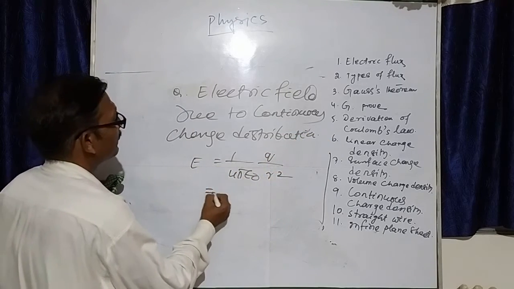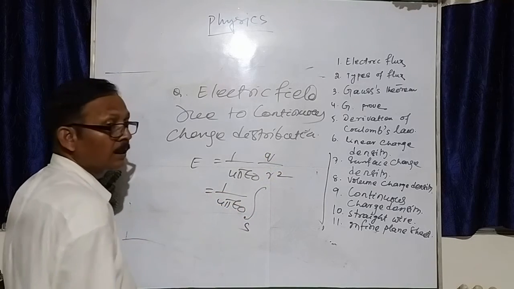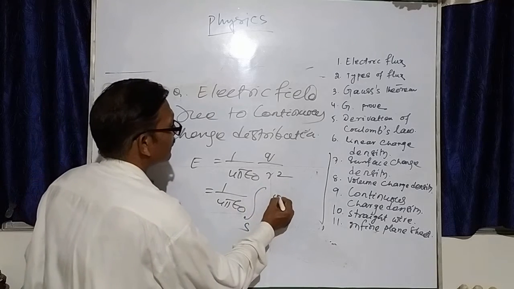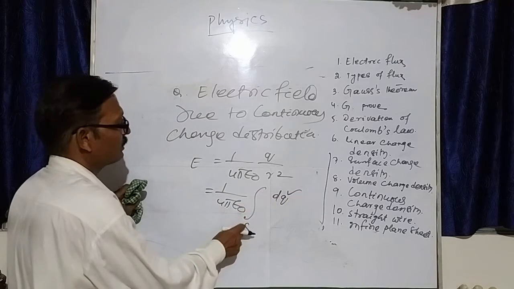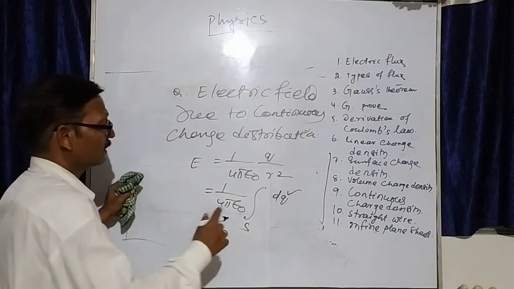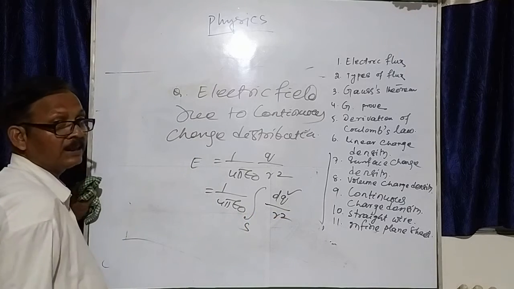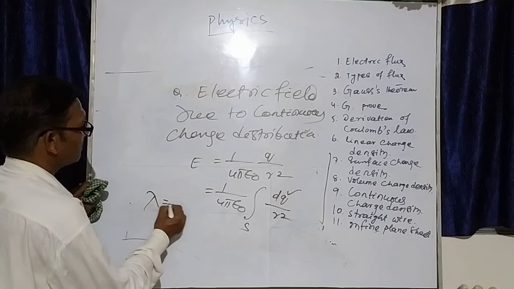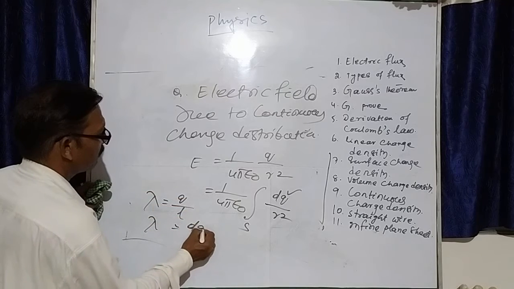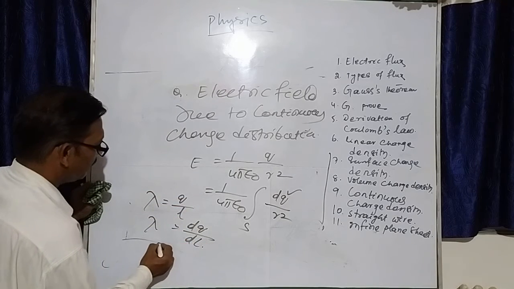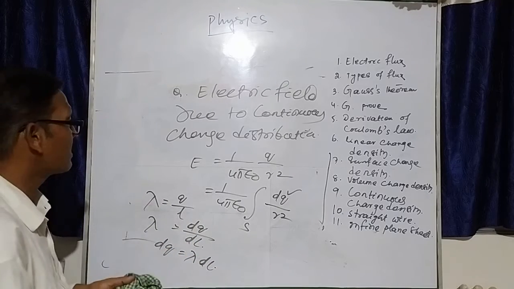If you take the electric field in small form, 1 by 4 pi epsilon 0, you take the integration over the total surface charge, where the small charge is called dq. You know linear charge density is Q by L. Here you take lambda equal to dq by dl, so dq is equal to lambda dl. Okay, linear base.